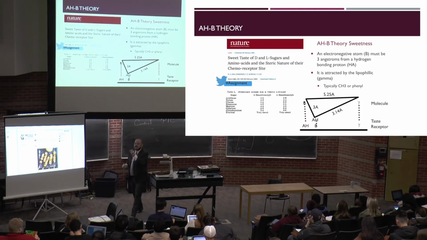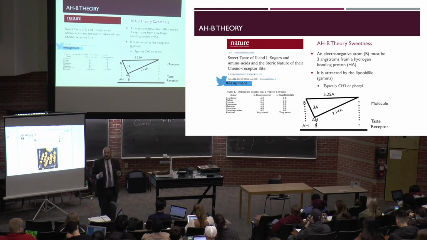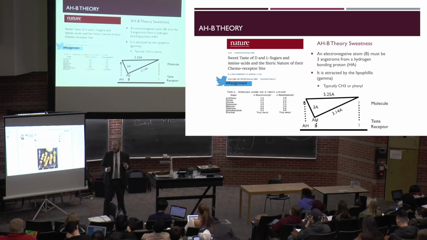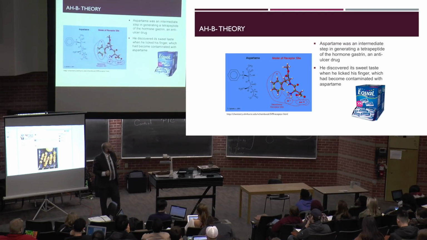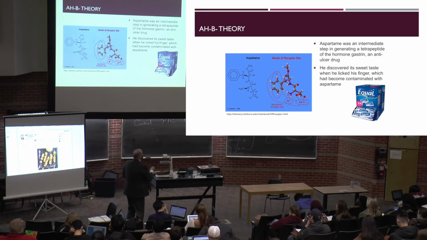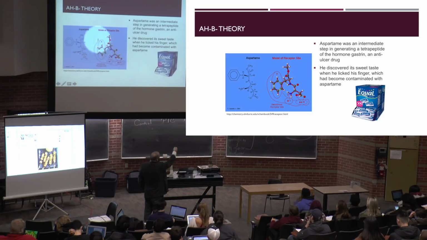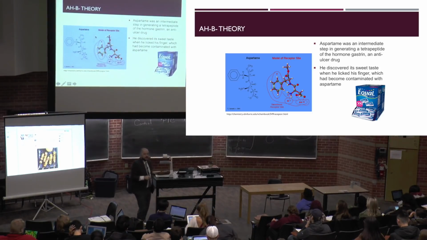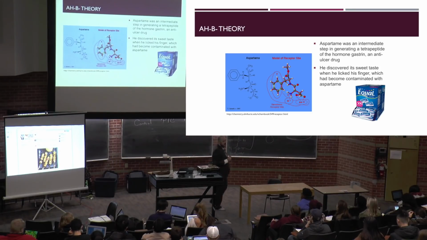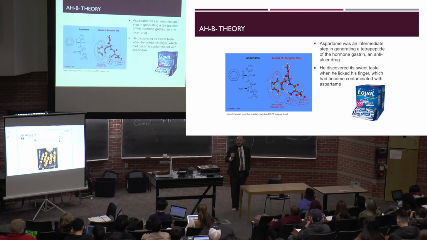Now, we design molecules based on this theory to have sweet perception. And we can increase the sweet sensation by changing the strength of that aliphatic group. So here's aspartame. So aspartame has our aliphatic group, so there's our phenyl ring. We've got our AH group right here, and we've got our B group right here. And they follow that 5.1 angstroms distancing.